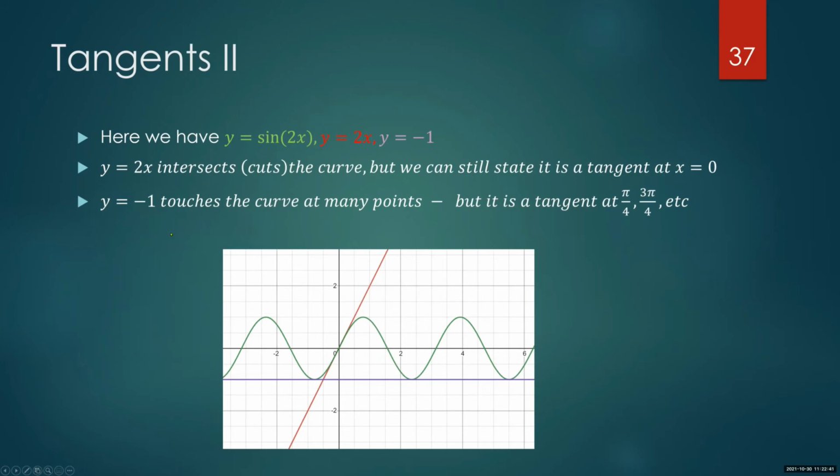The second point I'd make is that y is equal to minus 1 touches the curve at many points. But we can just pick one of those points. We can say pi over 4, and we can say at point P, which is equal to pi over 4, the line y is equal to minus 1 is a tangent to this curve.